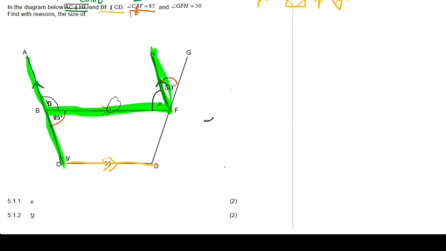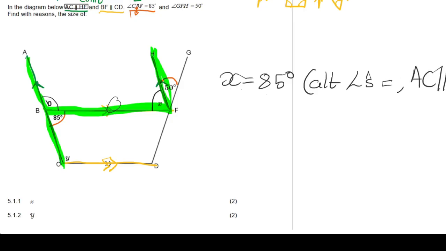So x is equal to 85 degrees. Why? Because alternate angles are equal, where AC is parallel to HF. Remember, you have to mention which sides you were referencing as parallel. All right. So that was that question. That's how we got x.